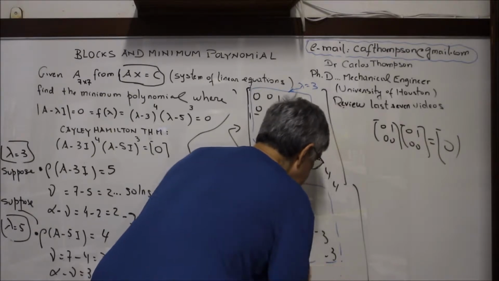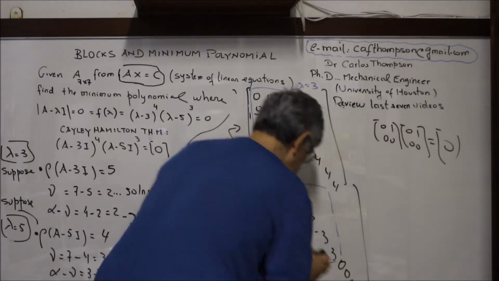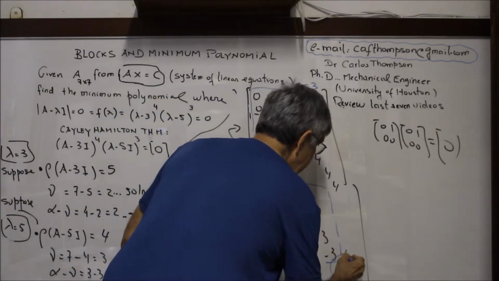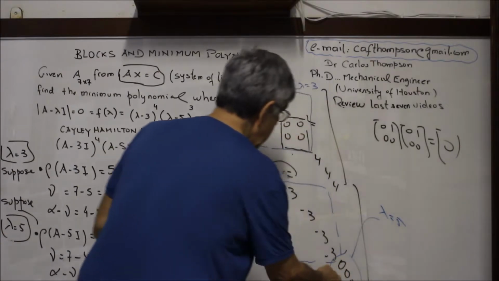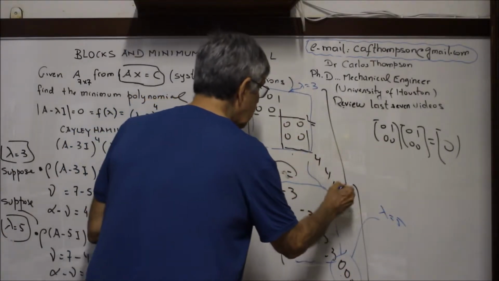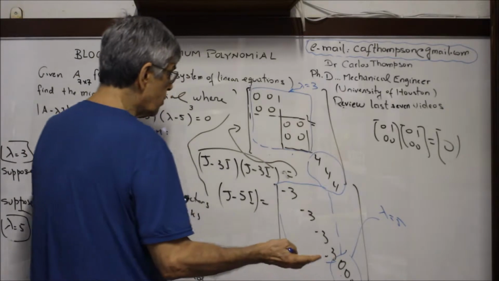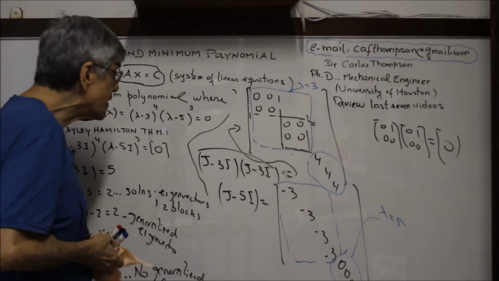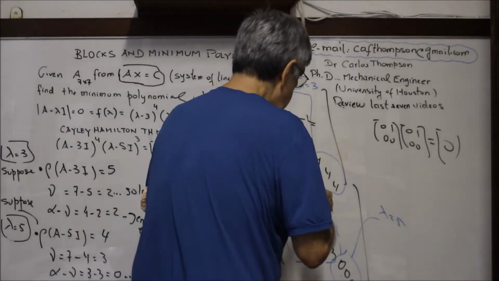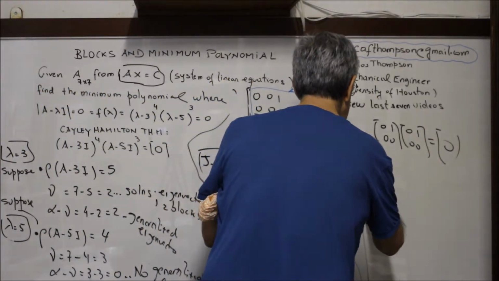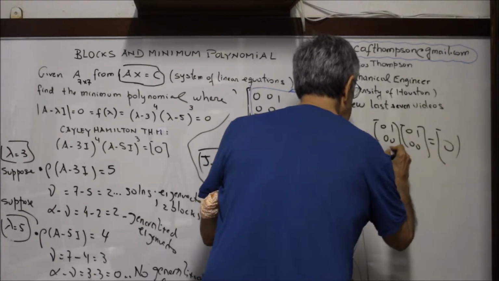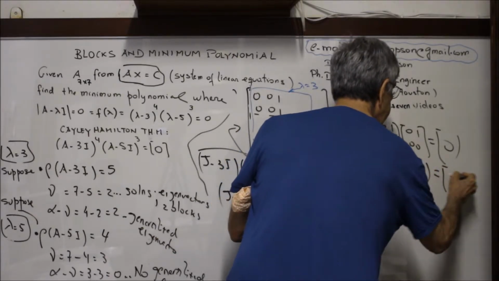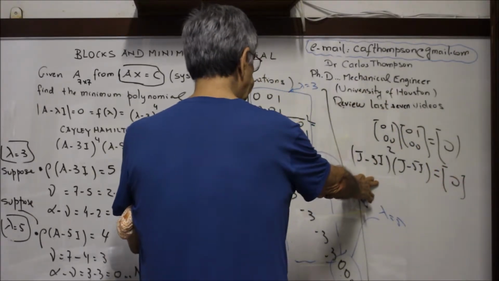Let's put here 0, 0, 0, 0. So this block over here, that belongs to lambda equal to 5, will multiply this block over here. Then it will be 0. So the minimal polynomial for this is quite easy. I'll write down here, it will be (J minus 3I) squared times (J minus 5I) equal to 0. See, it's different from the last one.